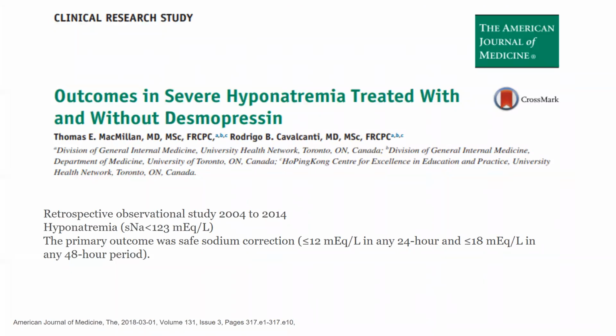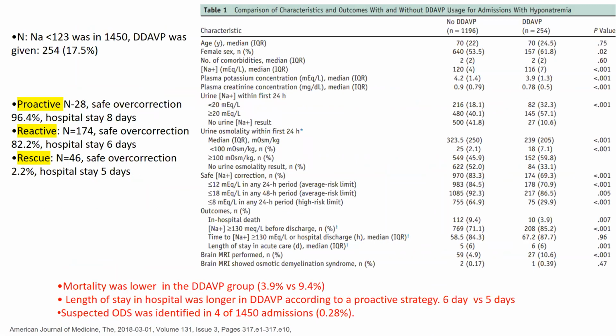Another study, just to compare giving DDAVP with or without DDAVP. This retrospective observational study was done between 2004 and 2014 for patients with hyponatremia less than 120, 123. Usually the primary outcome was to measure the change in the urine sodium, less than 12 or less than 18 for 8 hours. And again, from these 1,500 patients, they gave DDAVP only in 254, and they looked into the outcomes, mortality and length of stay.